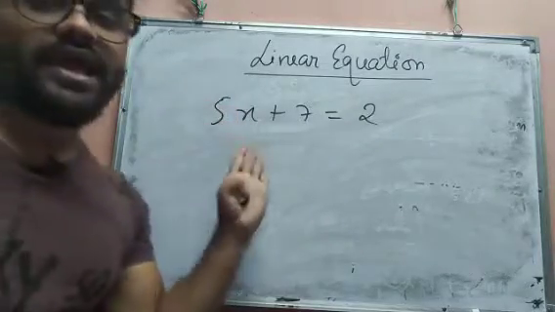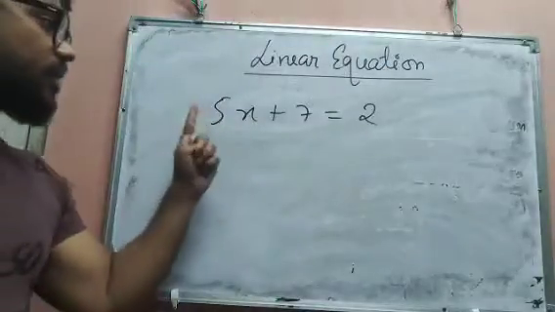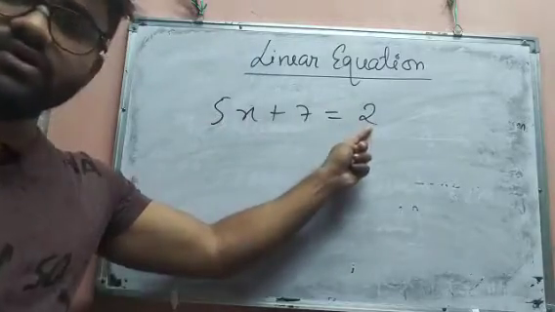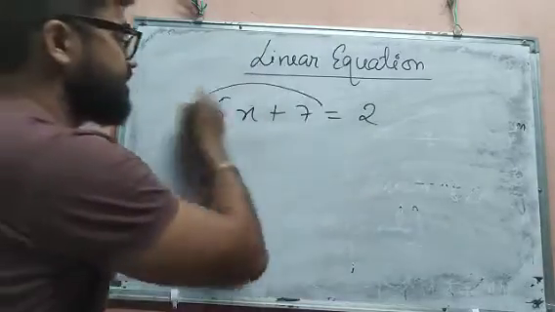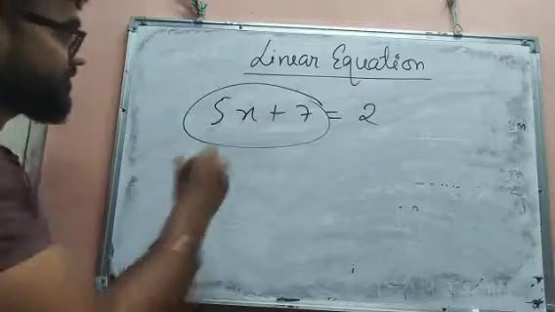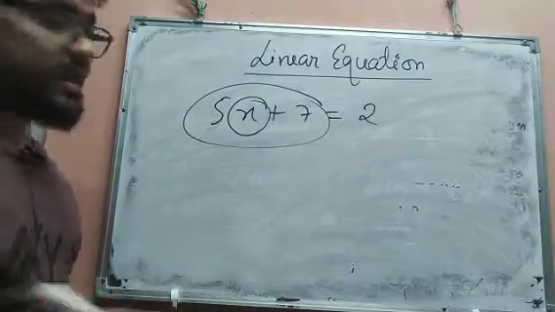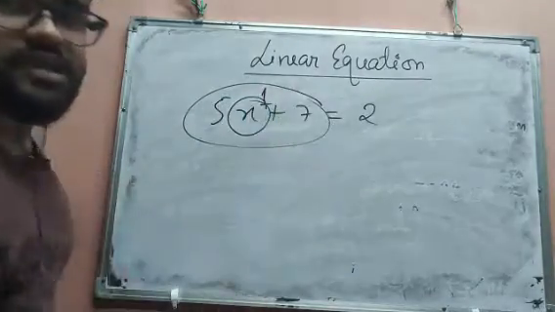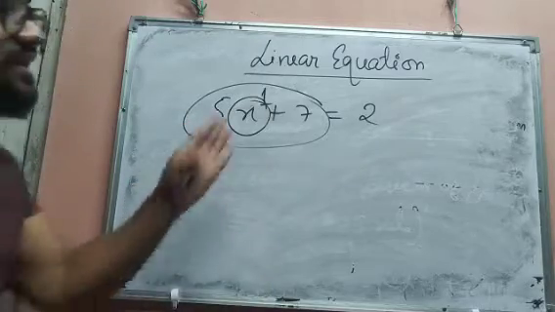So we got the x value. For x, we will get a unique value. So here we have only one variable, which is x. Okay, and the power of x is what? 1. So such type of equation is known as a linear equation.